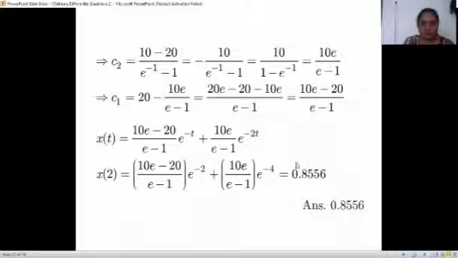Solving, we'll get C2 is 10e upon e minus 1. And again substituting back in C1, we get C1 is 10e minus 20 upon e minus 1. And therefore, finally substituting C1 and C2 values in the solution, we get this. And solving for t is 2, put t is 2 and solve it, we will get the answer 0.8556.